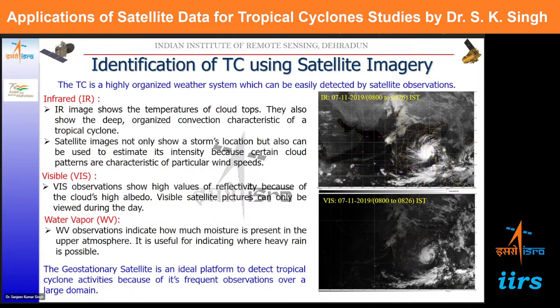But polar satellites also play a major role in numerical weather prediction models. If you use a combination of geostationary and polar satellites, it will be very useful for better prediction.